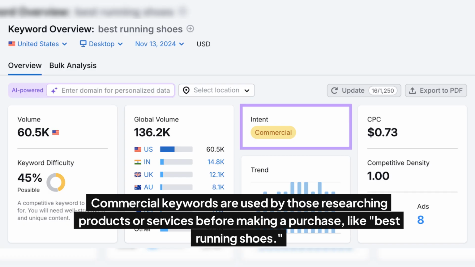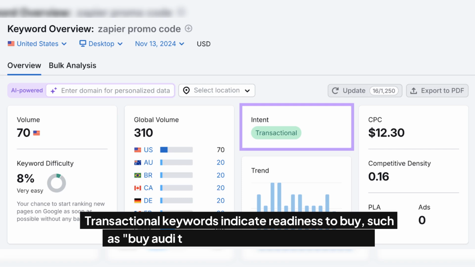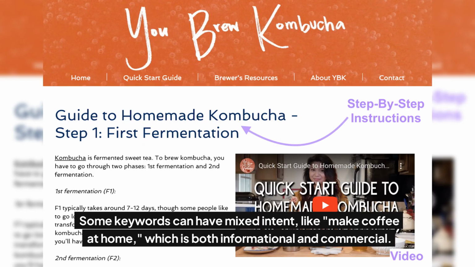Commercial keywords are used by those researching products or services before making a purchase, like "best running shoes." Transactional keywords indicate readiness to buy, such as "buy Audi TT" or "Italian restaurants near me." Some keywords can have mixed intent, like "make coffee at home," which is both informational and commercial.